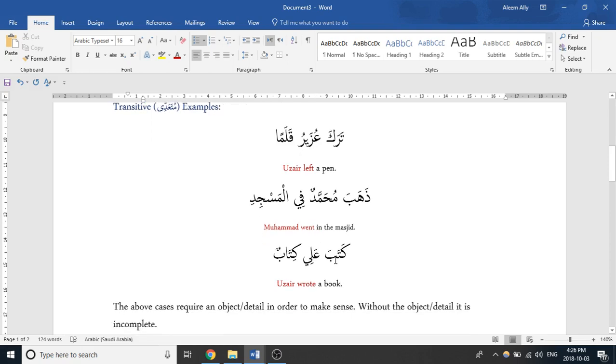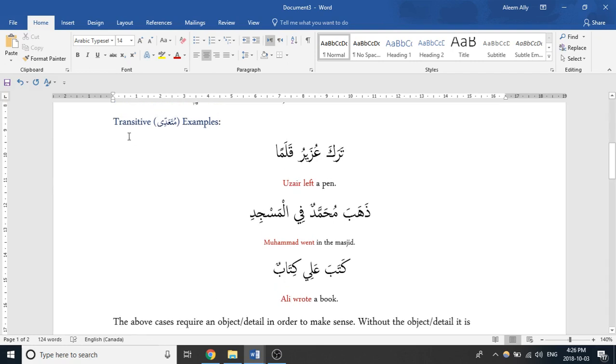Next we have kataba aliyun kitabun. And that shouldn't be Uzair, that should be Ali. Ali wrote a book. So if I just said Ali wrote, it'd be incomplete, because we'd want to know what Ali actually wrote, right? There's more to it. There's something missing there from the story. So that's known as transitive.